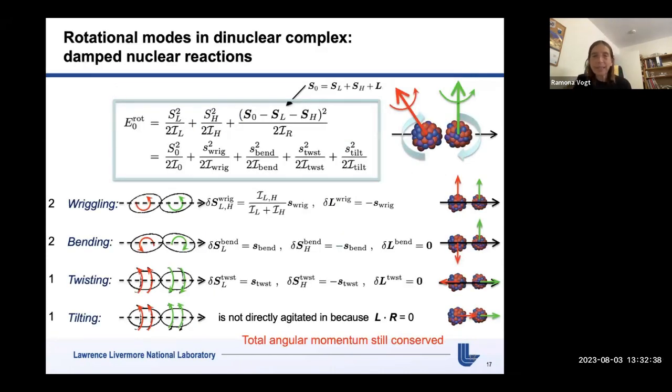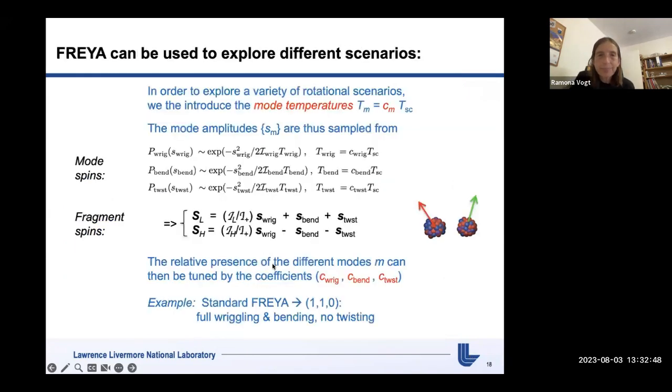So I think this is kind of a repeat. It's just showing which parts of the fluctuations are attributable to which modes. And then, because we conserve energy and linear and angular momentum, we can explore these different types of scenarios.